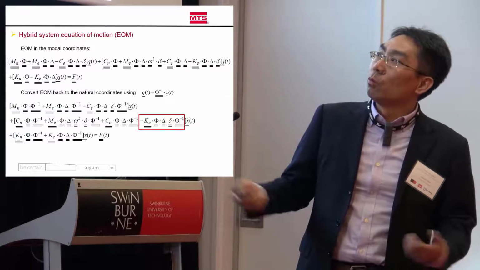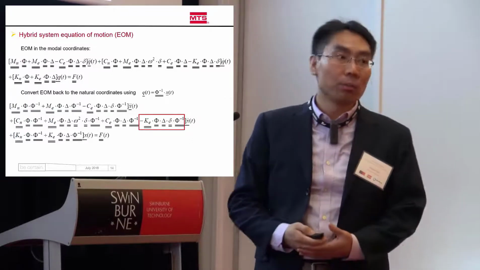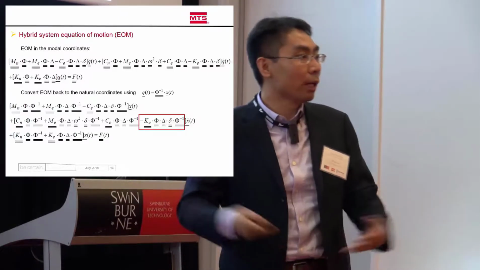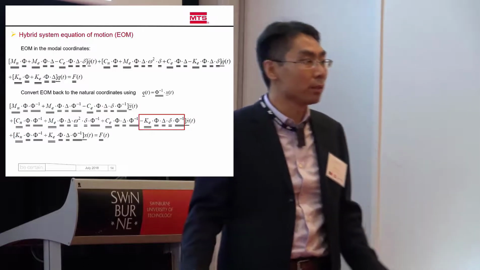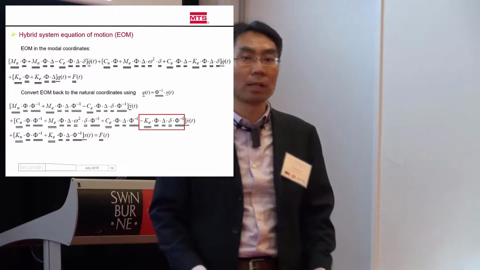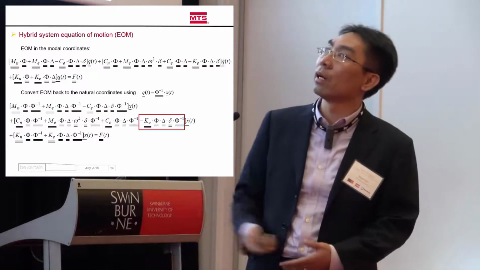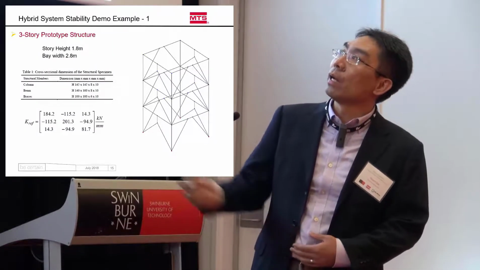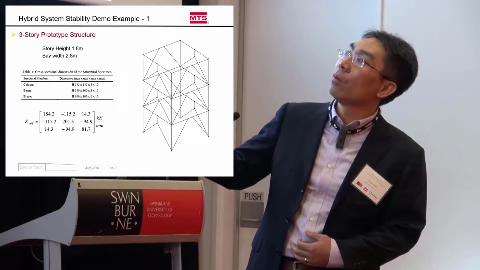So why are we constructing this equation of motion? Because once you have the equation of motion, you can study the system. You can do frequency domain study, you can do time domain, time history analysis, whatever you want to do to analyze this hybrid system. So that's, using this demo example.